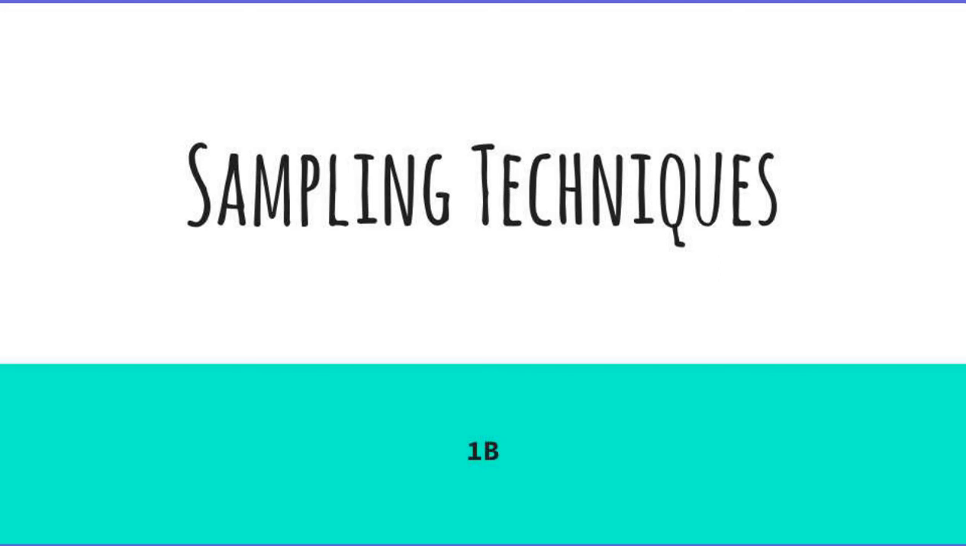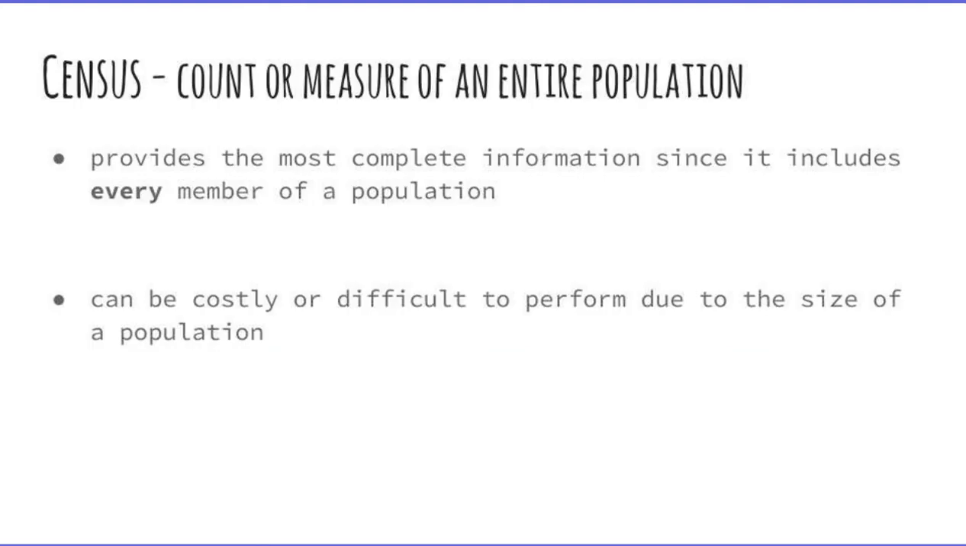Alright, in this video we're going to talk about sampling techniques. So we've already learned about the difference between a population and a sample, where the population is the whole group and a sample is just a part of that group. So a census then is a count or measure of an entire population.